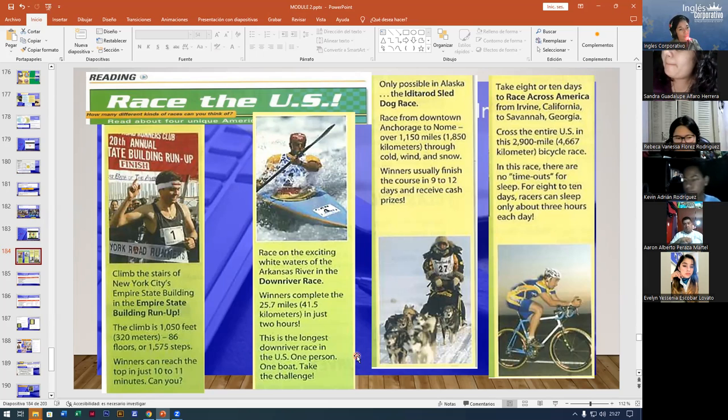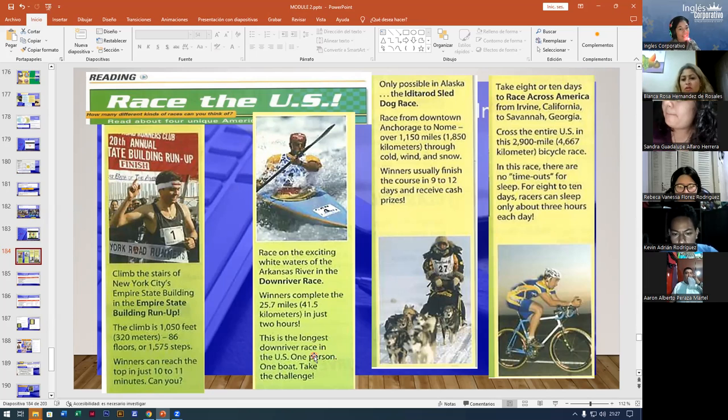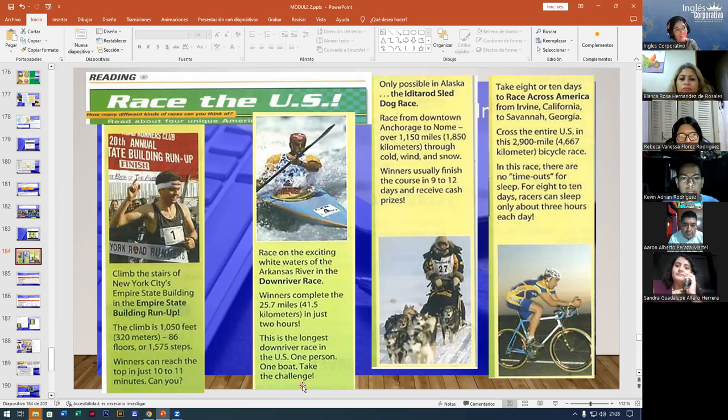And longest. This is the longest. Más largo. El más largo. El que dura más. Río abajo, ¿verdad? Río abajo, correct. So, es la carrera que dura más. It's the longest downriver race in the U.S. Only one person, one boat. Una persona, un bote. Correct. That's why, take the challenge. Toma el reto. Take the challenge.